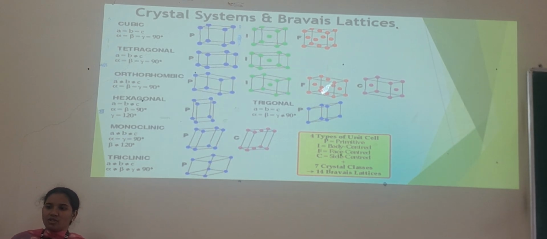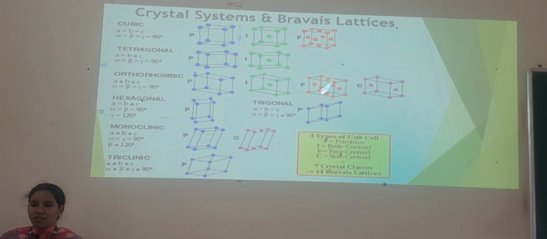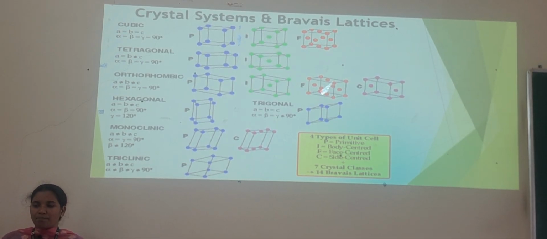For the crystal systems, cubic is having P, I, F. You can see here P is representing primitive cell, I is representing body centered cell, and F is representing face centered cell. Again in the tetragonal it is having P and I, primitive and body centered. For the orthorhombic it is having 4 types of unit cell: P, I, F, C. P is primitive, I body centered, F face centered and C side centered.